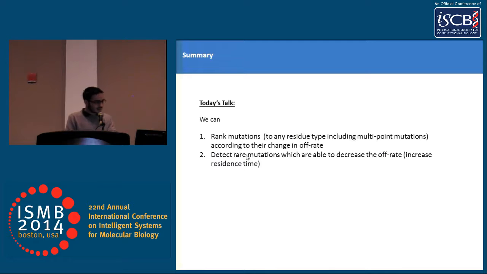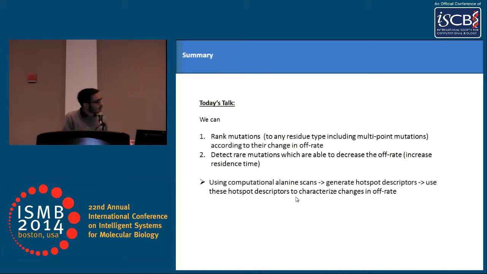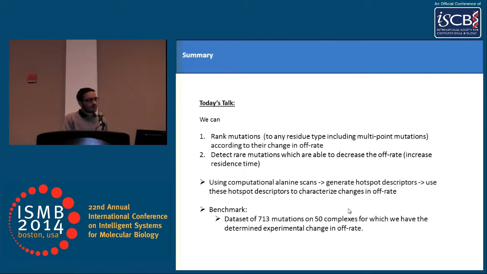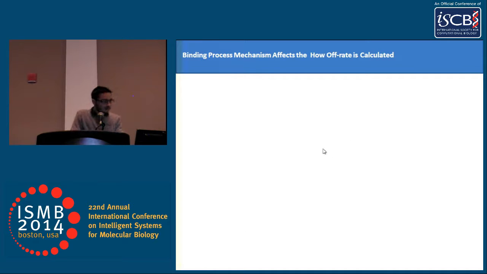So as I said, I'll be talking about ranking mutations. These mutations can be to any residue type and also multi-point mutations. And I'll show you how we can also detect these rare mutations which can increase the residence time. Hopefully, I'll show you how we can do this using computational alanine scans. From these alanine scans, we can generate what are known as hotspot descriptors and use these descriptors to characterize the changes in off rate. We benchmark this on a set of 713 mutations on 50 different complexes for which we have experimental off rates.